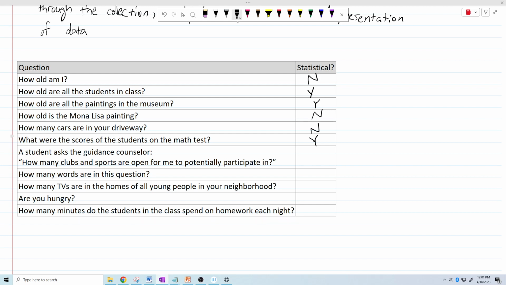A student asks the guidance counselor, how many clubs and sports are open for me to potentially participate in? Now, granted, there's plenty at the school. There's plenty of sports.